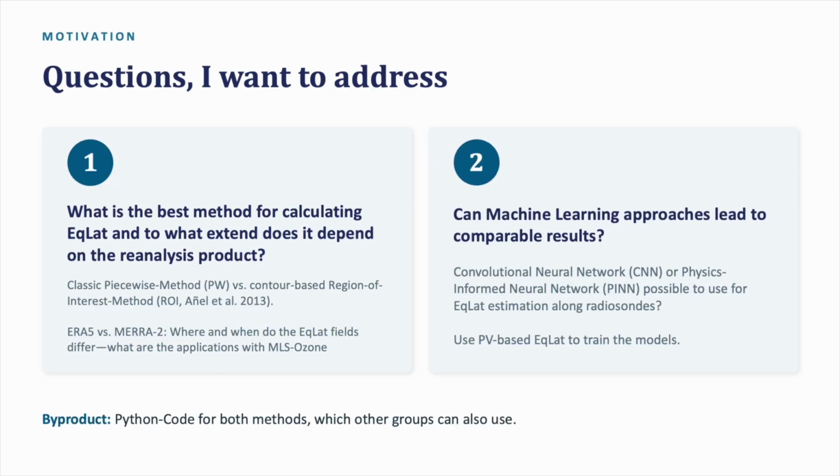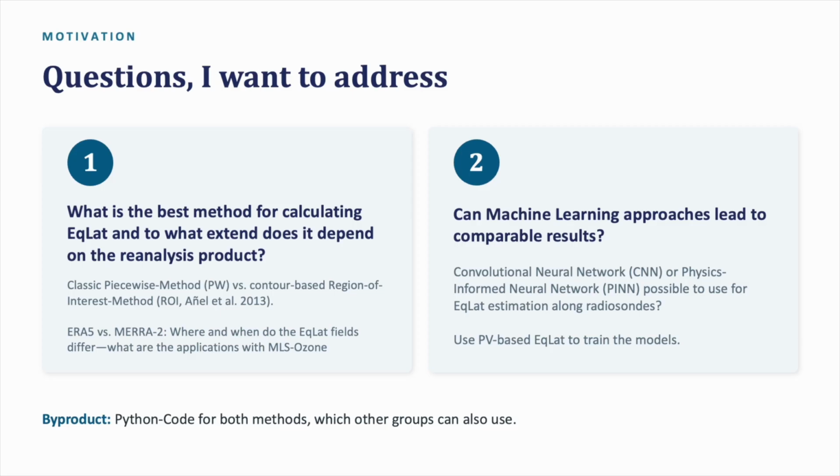I want to address two questions in this status. The first one is, what is the best method for calculating equivalent latitude, and to what extent does it depend on the reanalysis product? For this, I would like to compare two different PV equivalent latitude calculations. The first one is the classic piecewise method, where PV is considered constant within each grid cell, and the other one is a contour-based region of interest method, where PV is interpolated within each grid cell. Furthermore, I would like to look into two different reanalysis products, ERA5 and ERA2, and see where the differences are for equivalent latitude regarding these products, and what other applications there are with MLS ozone data.